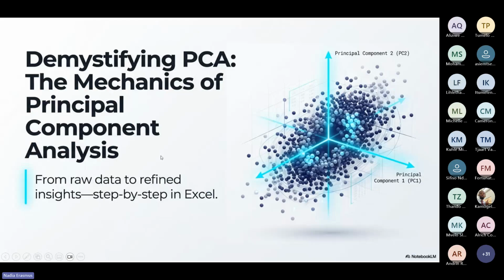So I'm going to go through the slides and then I'm going to do it on Excel as well. So mostly we're going to focus on the Excel part. I'm just going to go through principal component analysis with you. And I have a few slides here that is going to help.